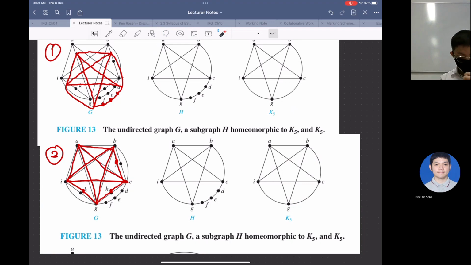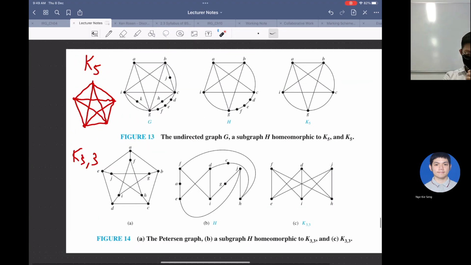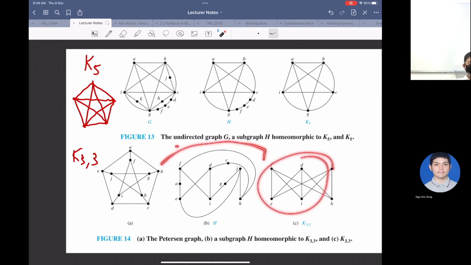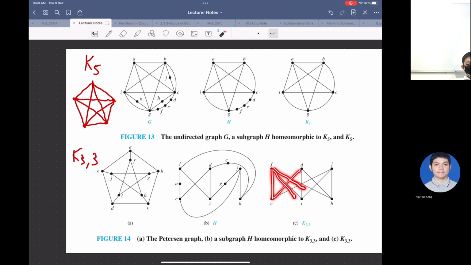So this graph is not planar because it contains a subgraph that is homeomorphic to K5. How about this graph here? If you play long enough, you can see it: actually there's a K33 hiding inside here. But to see it, you should study how they're connected, and then you will see that K33 is hiding inside this graph. So this graph is non-planar.